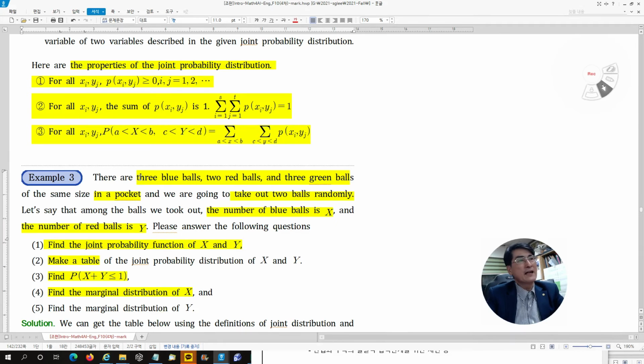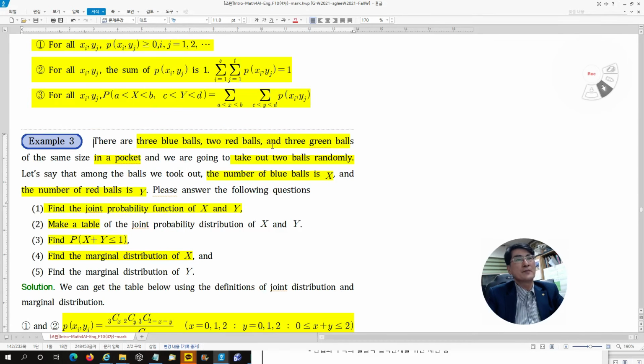Suppose there are 3 blue balls, 2 red balls, and 3 green balls of the same size in a pocket.